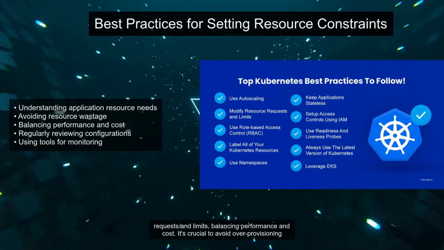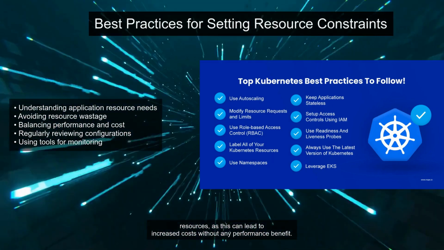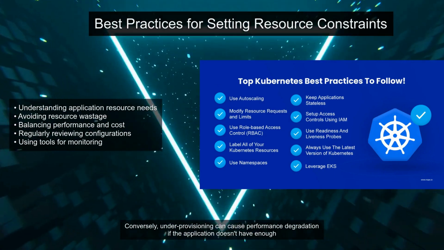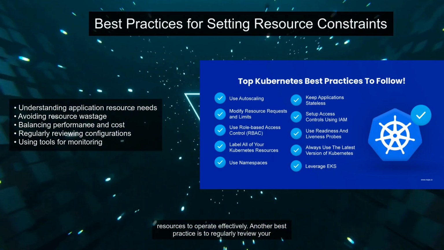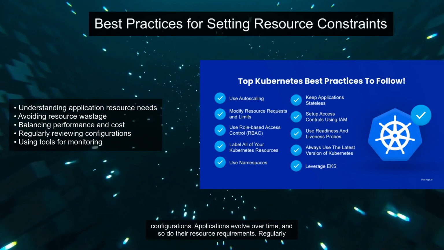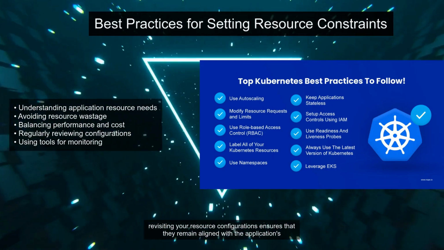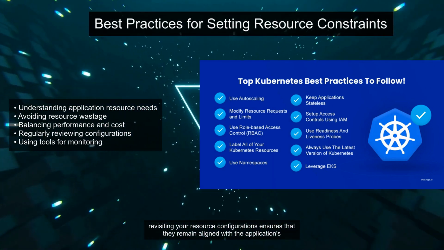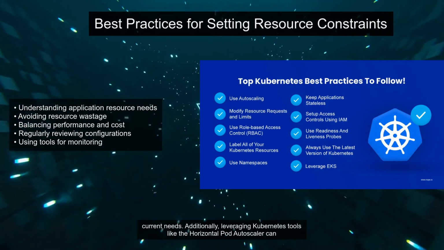It's crucial to avoid over-provisioning resources, as this can lead to increased costs without any performance benefit. Conversely, under-provisioning can cause performance degradation if the application doesn't have enough resources to operate effectively. Another best practice is to regularly review your configurations. Applications evolve over time, and so do their resource requirements. Regularly revisiting your resource configurations ensures that they remain aligned with the application's current needs.